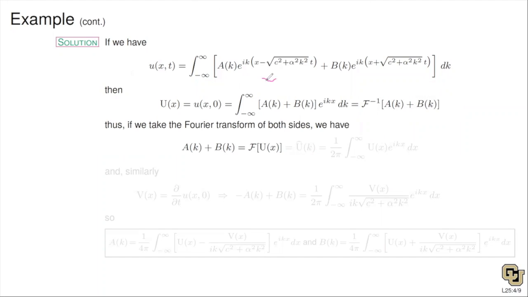What I did was apply a Fourier transform to both sides. Here the inverse cancels out, and here you have the transform of U of x. And now we have a formula for how to find the Fourier transform of U of x.